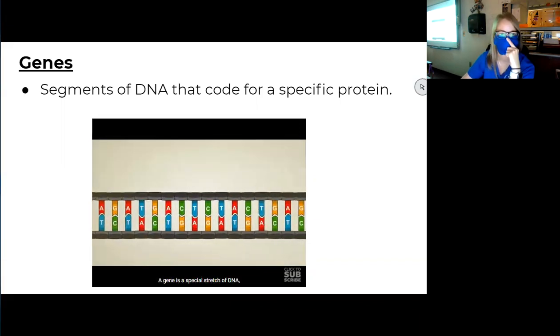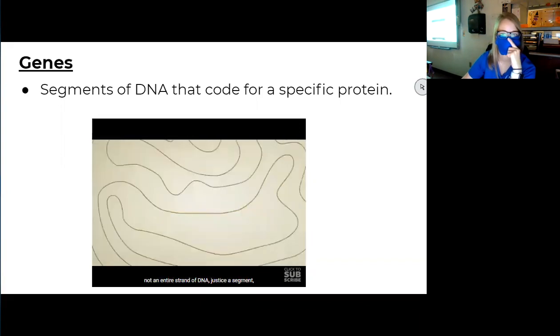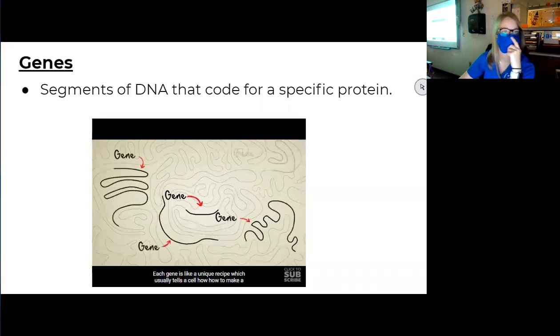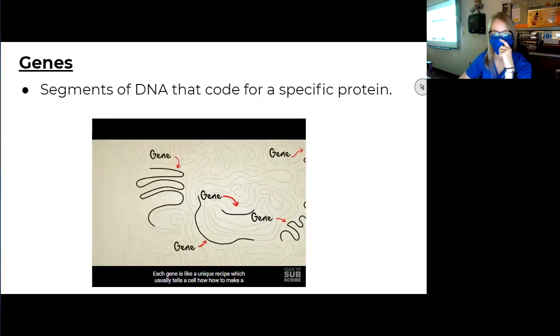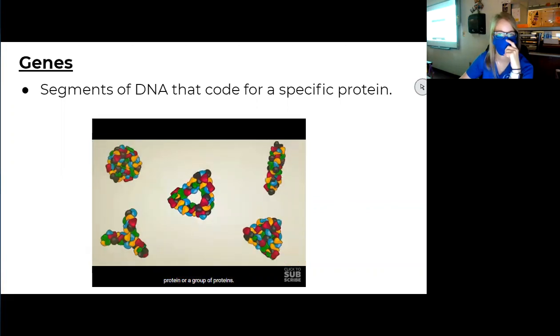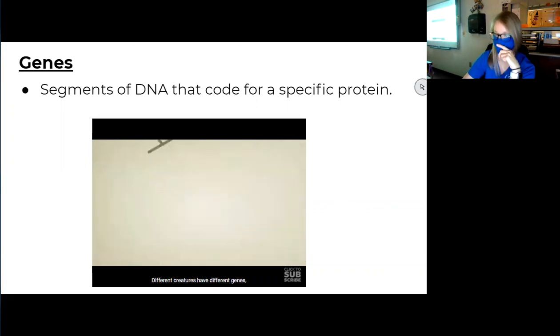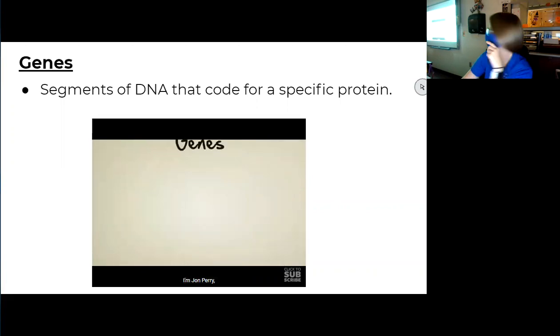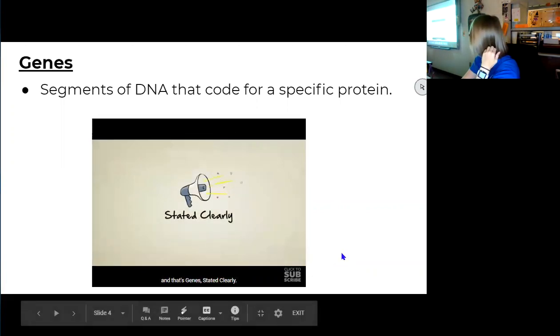A gene is a special stretch of DNA, not the entire strand of DNA, just a segment that codes for something. Each gene is like a unique recipe, which usually tells a cell how to make a protein or a group of proteins. Different creatures have different genes, but all genes are written in the same basic DNA language of A's, C's, T's, and G's. I'm John Perry, and that's genes stated clearly.